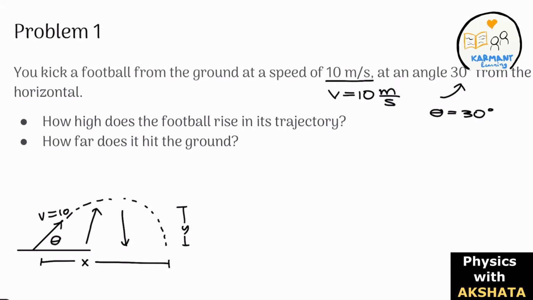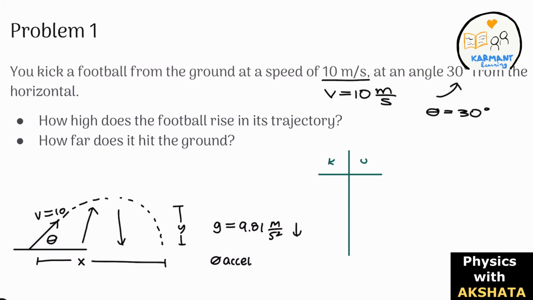Also, it's important to notice, and I mentioned this before, that the y direction experiences an acceleration of gravity, which is 9.81 meters per second squared downwards, while the x direction has no acceleration. And now it's time to make our knowns and unknowns list. We are given our velocity of 10 meters per second and our acceleration of 9.8, which is g. And we're also given our theta, 30 degrees.